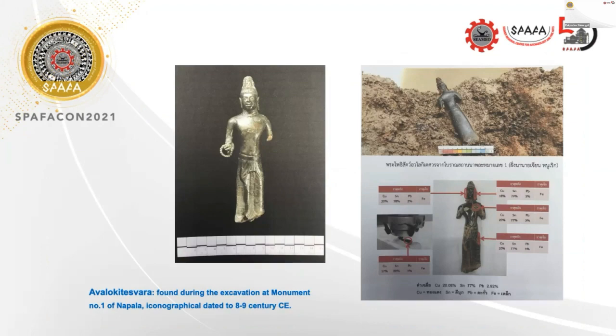But this Avalokiteswara is interpreted as a local cast. It's not from the outside. I mean, it's not from abroad, or it's not from India. However, there are other artifacts found like potsherds, then grinding stone, then beads, animal bones, etc. Next slide, please.